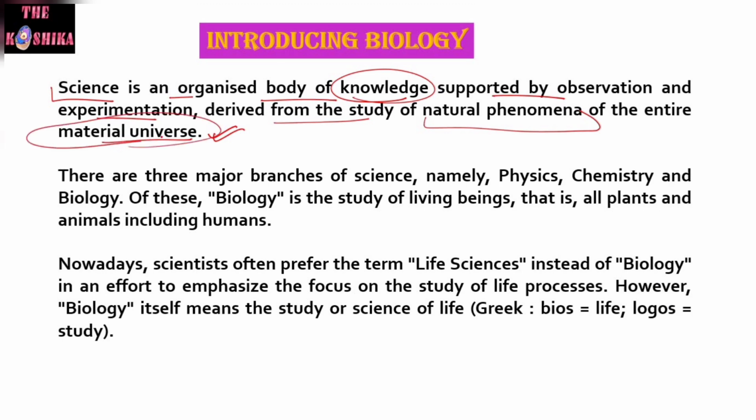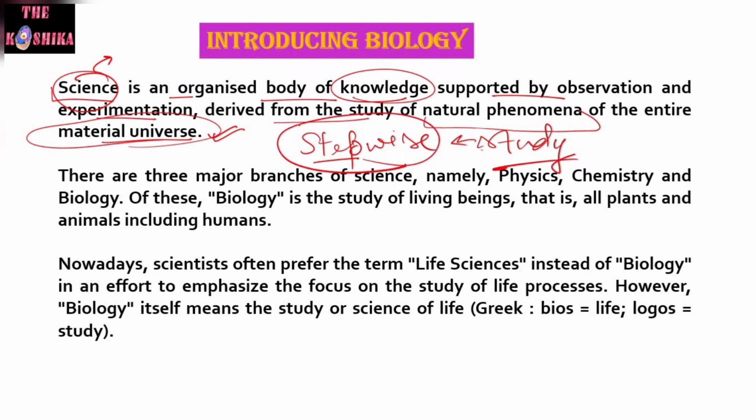Material universe means those things in the world that we can observe, physically or by experimentation. It means you can touch the things, you can feel the things. So science is nothing but a stepwise study. When your studies become very particular and stepwise, this is simply called science. So I think the definition of science is clear.